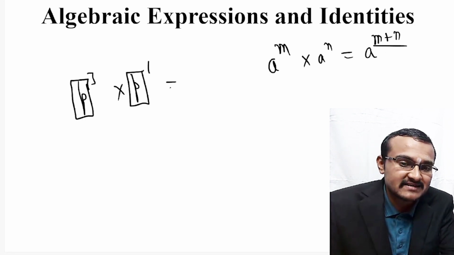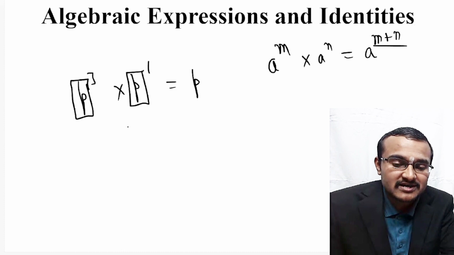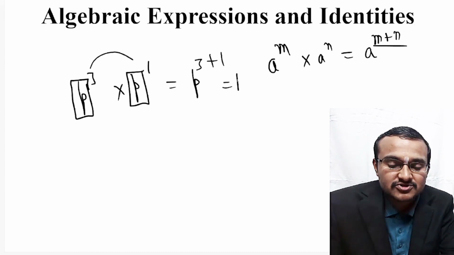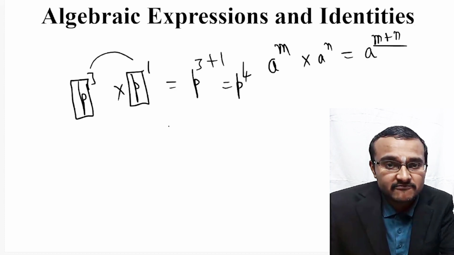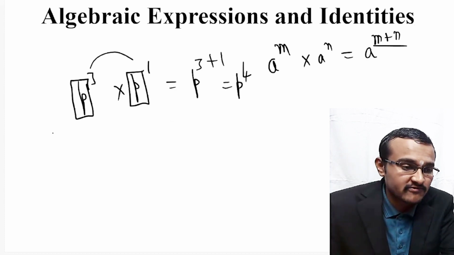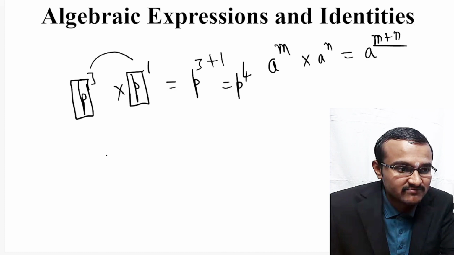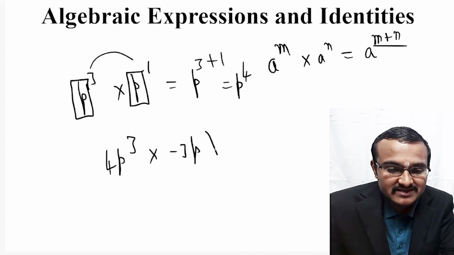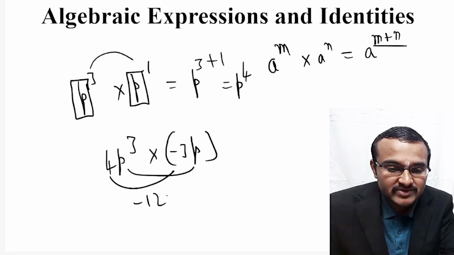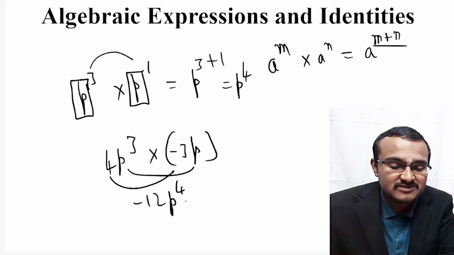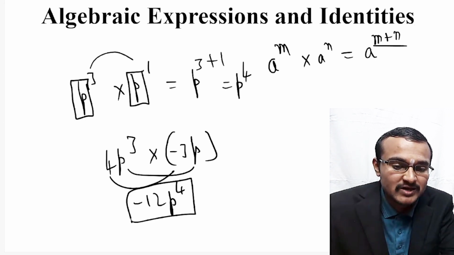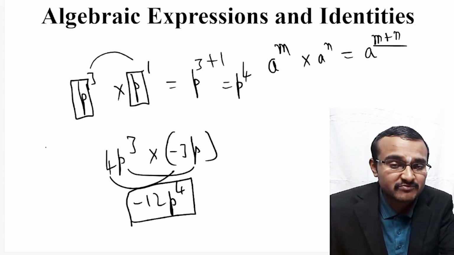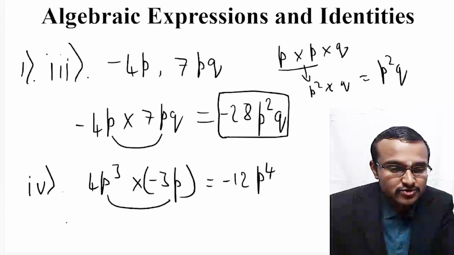Here also p is there, so the same base is there. So I will just write p and add 3 and 1. So it will be 3 plus 1. So 3 plus 1 is 4, so p power 4 is there. Here we were multiplying 4p cube into minus 3p. So here 4 into 3 will be minus 12 and p cube into p will be p power 3 plus 1, that is p power 4. So minus 12 into p power 4 is the answer for this fourth question.